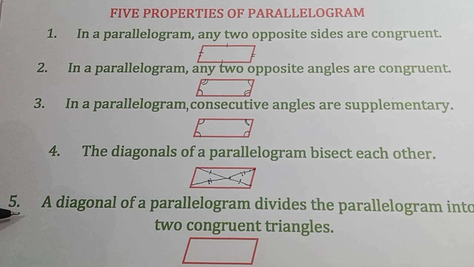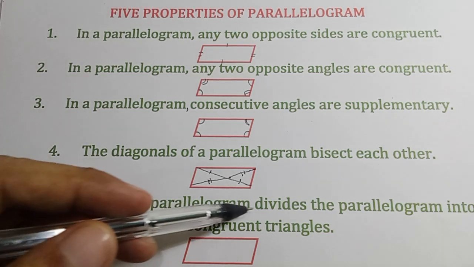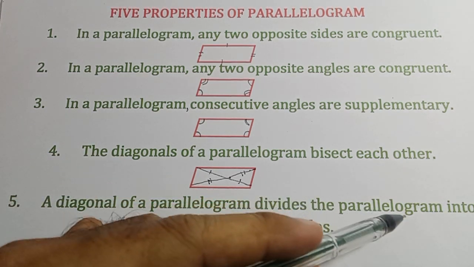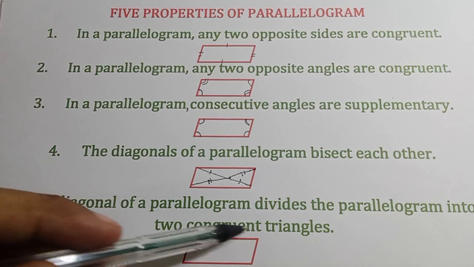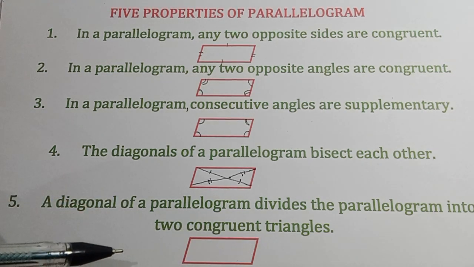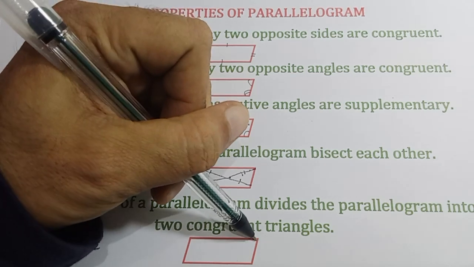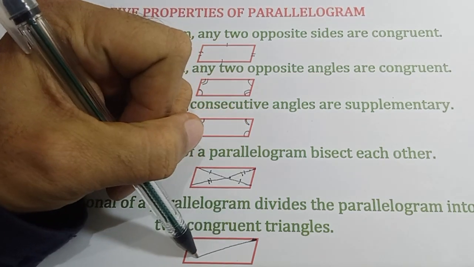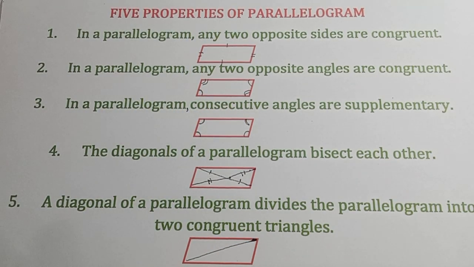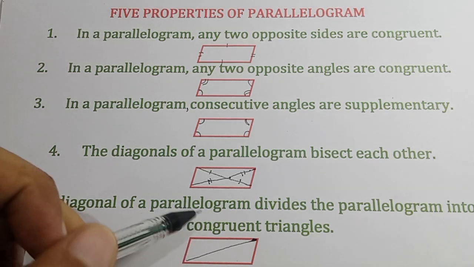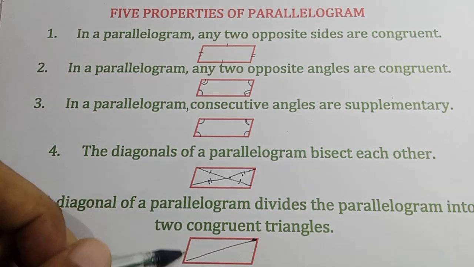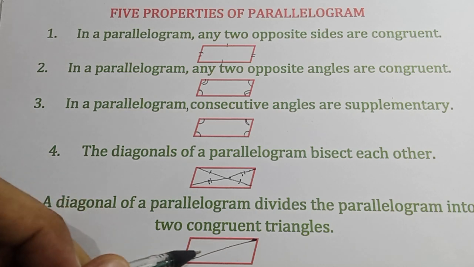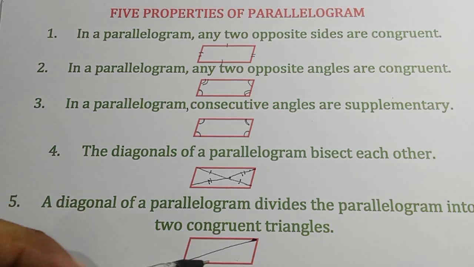The fifth property of parallelogram says, a diagonal of a parallelogram divides the parallelogram into two congruent triangles. So let's have, for example, this diagonal. This diagonal will divide the parallelogram into two congruent triangles. Meaning to say that this triangle is congruent to this triangle.